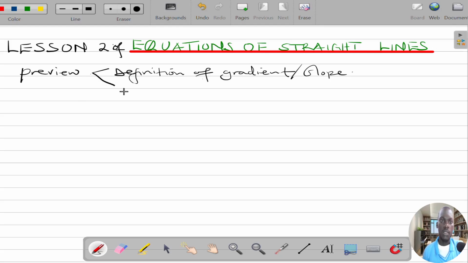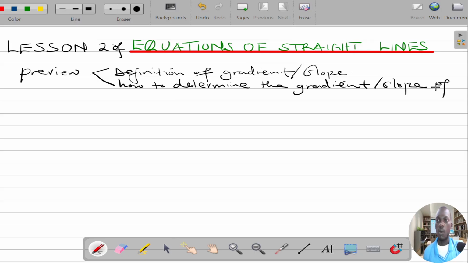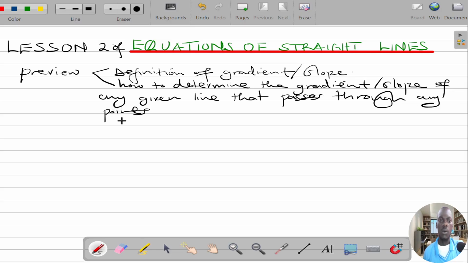We also talked about how to determine the gradient or slope of any given line that passes through any 2 points. So we could have a line drawn in the Cartesian plane and then trace at least 2 points where it passes.